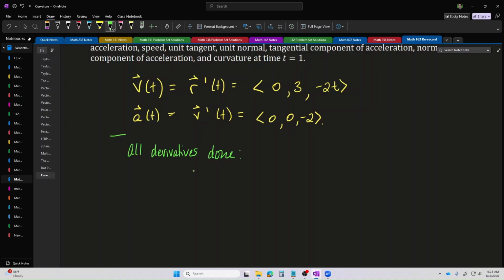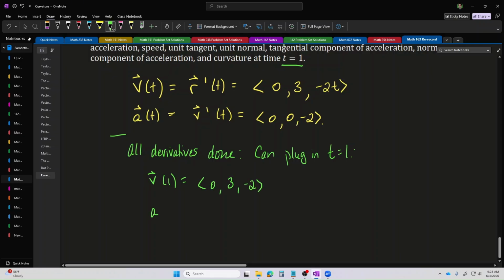Now that all the derivatives in this entire problem have been calculated, it's safe for me to begin to plug in specific values of t, for example, the given t equals 1. So the velocity at time 1 is equal to 0, 3, negative 2, and the acceleration at time 1 is equal to 0, 0, minus 2.